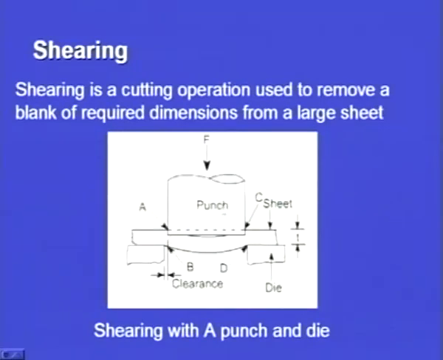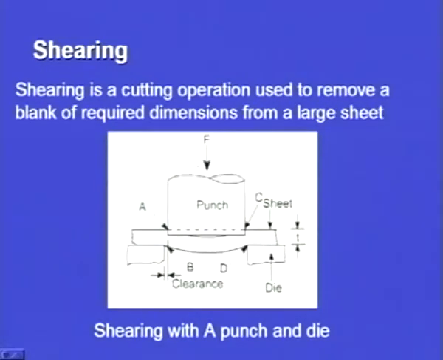Then there is a punch that is being given some force. This punch is coming from the top, and this is the workpiece. This is the job that is getting sheared, and this is the die. Then you can see that between the punch and the die, there is some clearance that has been provided. Moreover, this is the sheet that is getting punched, and this is the thickness of the sheet, small t. Small t gives the thickness of the sheet.